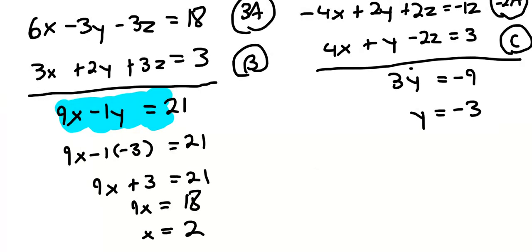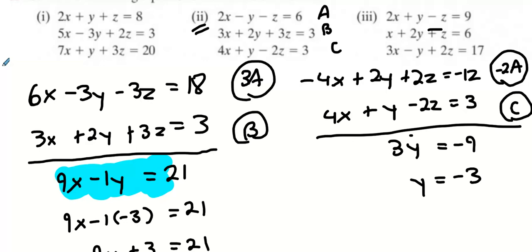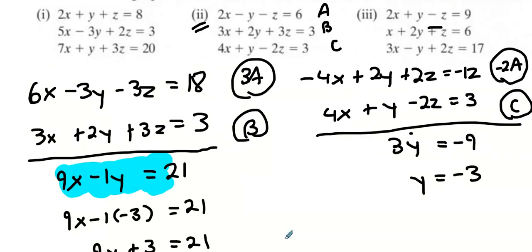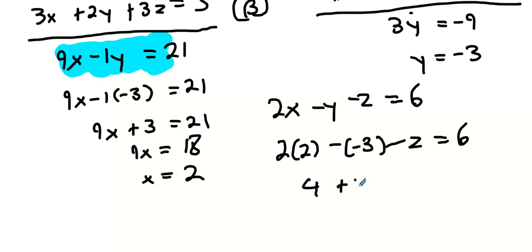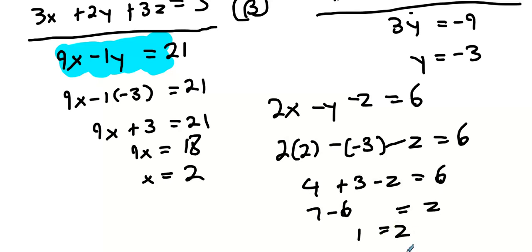Alrighty. So then pick an equation at the end. You could pick A, I suppose. 2x minus y minus z equals 6. 2 times 2 minus minus 3 minus z equals 6. 4 plus 3 minus z equals 6. Z equals 7 minus 6. 1 equals z. I got x equals 2, y equals minus 3, and z equals 1. All right.